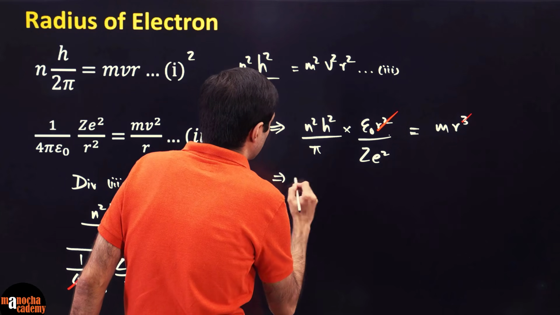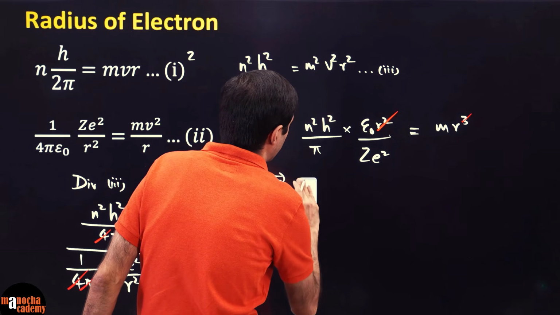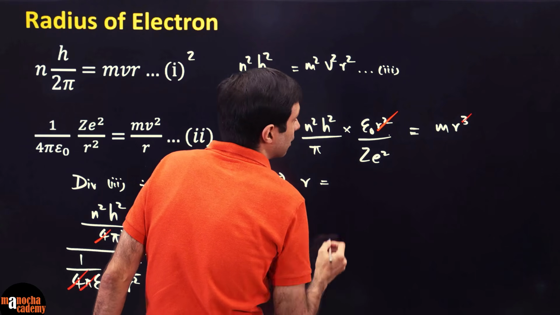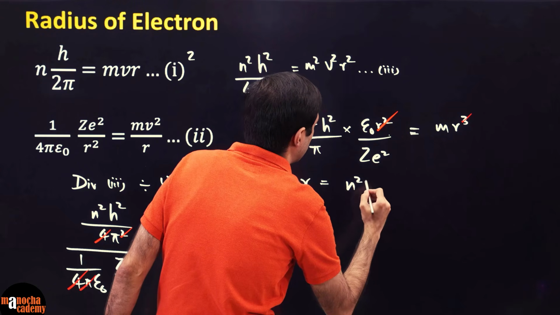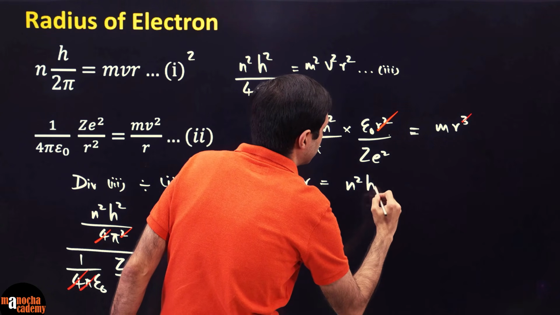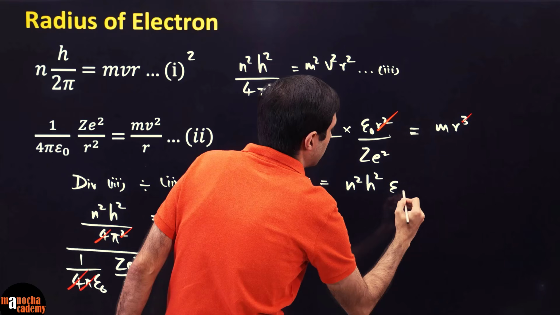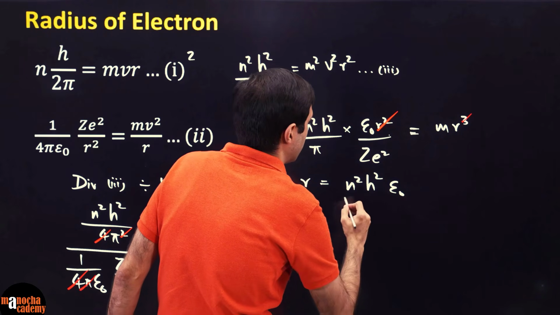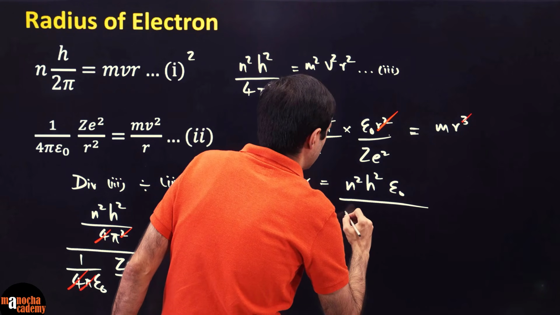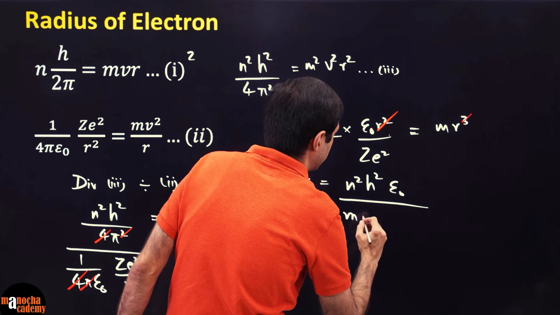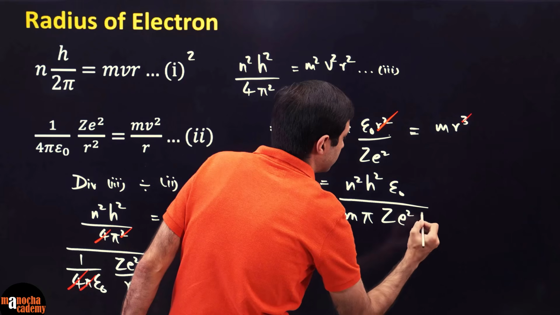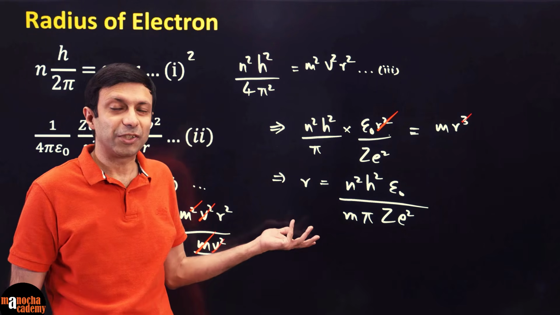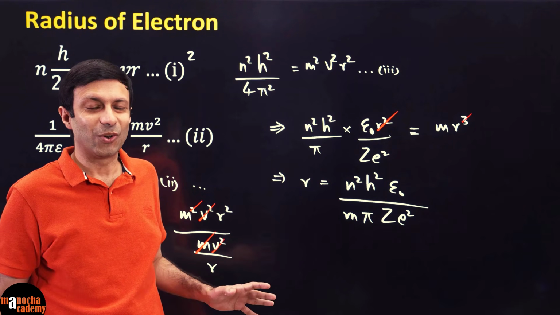So what are we getting? The radius r of the electron, r equals n square h square epsilon naught divided by m pi Z e square. So this is the final expression for the radius. See, velocity is no longer over here.